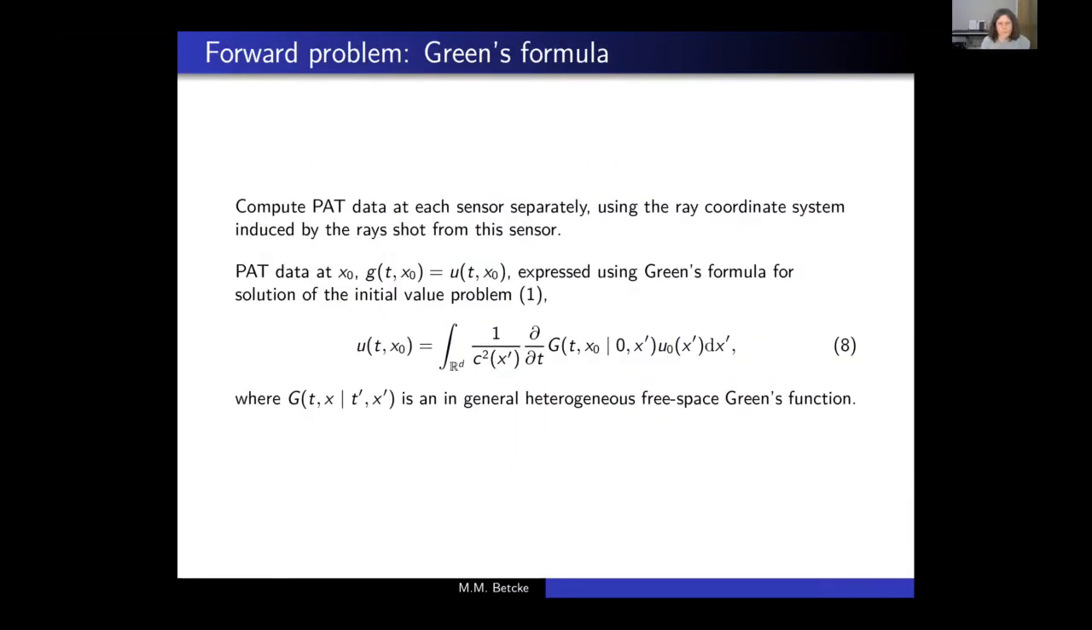Okay, so we have this coordinate system now. What we're going to do is just take the Green's integral formulation for the solution of the initial value problem. This is my starting point.